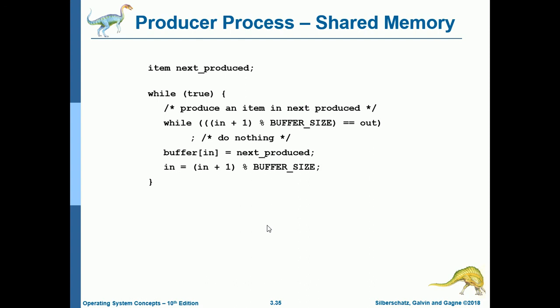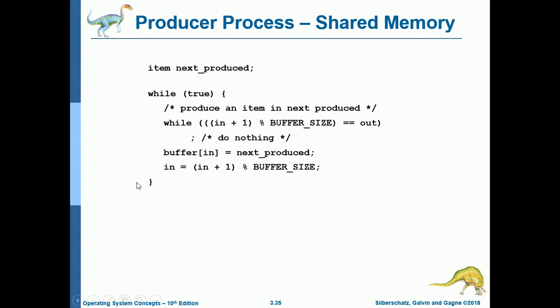So this is the code for the producer process. item next_produced; while true. Okay, while ((in + 1) % BUFFER_SIZE) is equal to out, do nothing. Meaning, if the producer will add another item, it will do nothing for a while because the buffer is full. That's why the comment is do nothing: you cannot add again, it's a bounded buffer, it has a maximum. For example, the maximum number is 10. You cannot add an additional item if the buffer is already full.